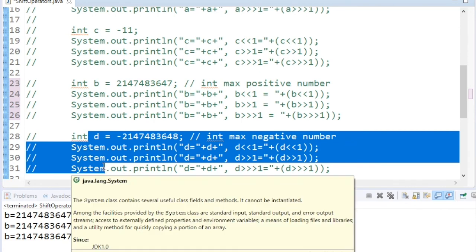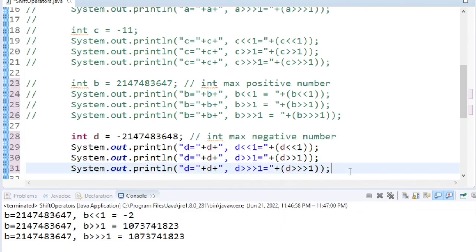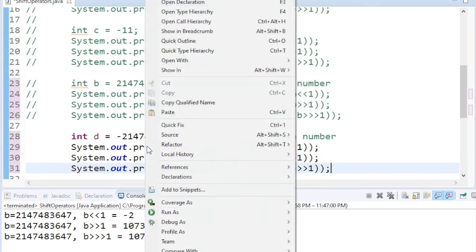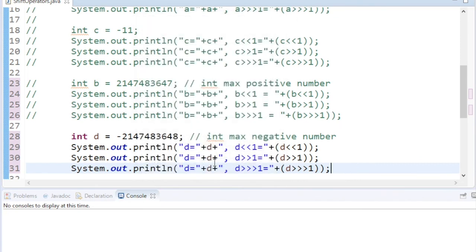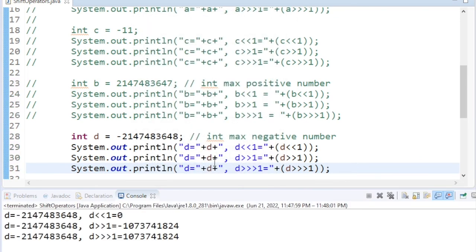Let's take the last one. Okay, this is a minus number, and it is the lowest number, not the max. It is the lowest negative number that an integer can hold. Okay, let's perform the operation on it. Instead of the smallest byte, we have taken the smallest integer. That's the only difference.